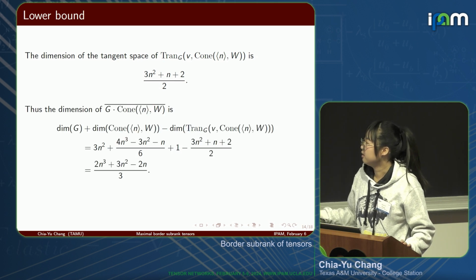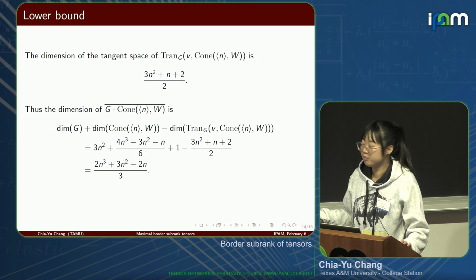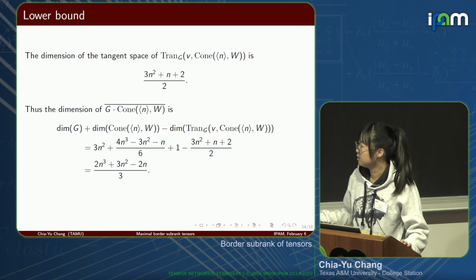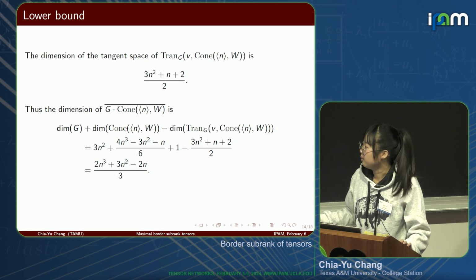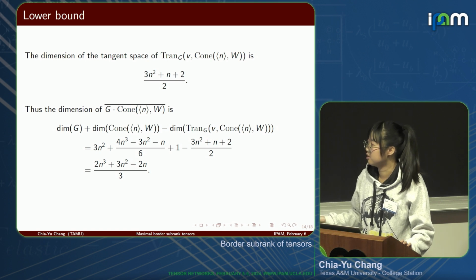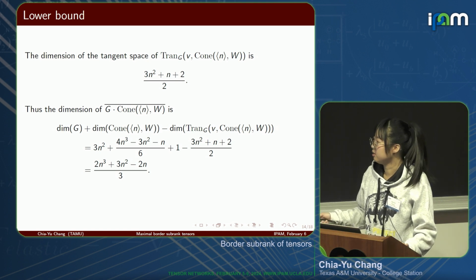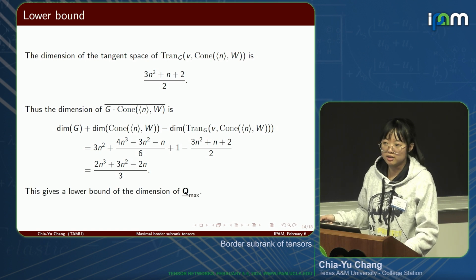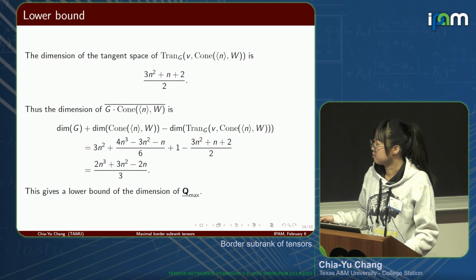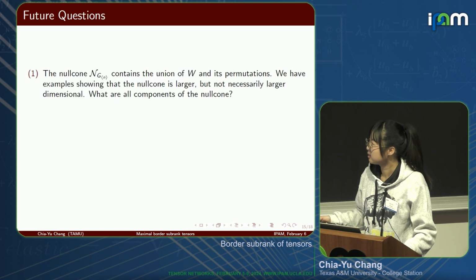And the dimension of the orbit closure becomes the dimension of G, which is 3n squared, plus the dimension of the comb, which is the dimension of W plus 1, minus the dimension of the transporter. This number is around 2 over 3 n cubed. And this gives a lower bound of the dimension of the set of all maximal border subrank tensors.